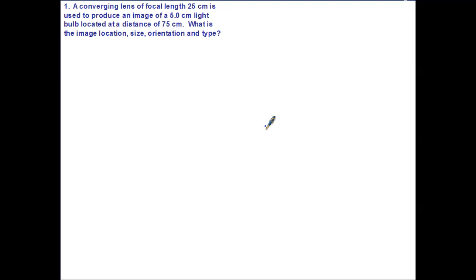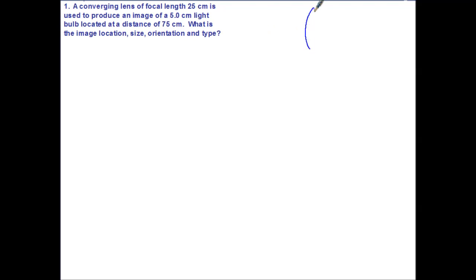Otherwise, enjoy yourself here. A converging lens of focal length 25 centimeters is used to produce an image of a 5 centimeter light bulb located at a distance of 75 centimeters. What is the image location, size, orientation, and type? So quite a few things here. I'm just going to do a quick little sketch just to make sure I have those things down.